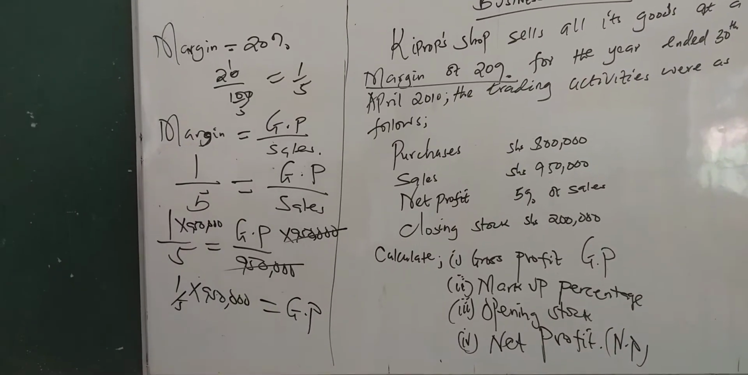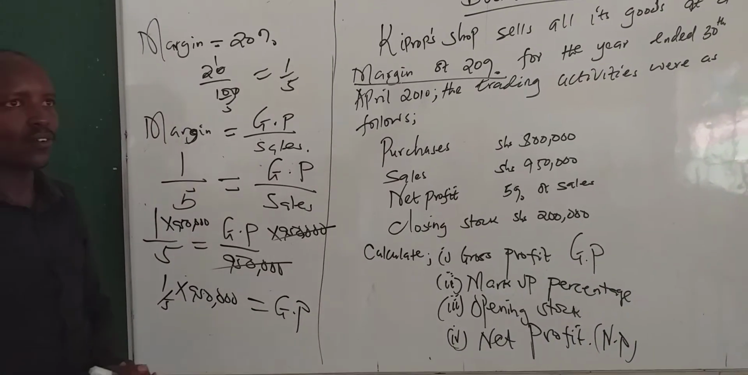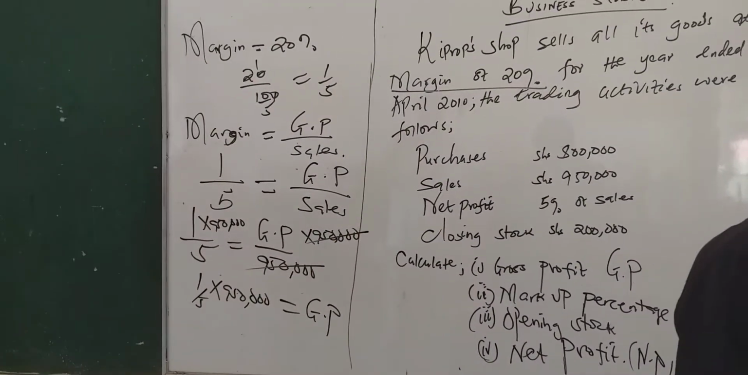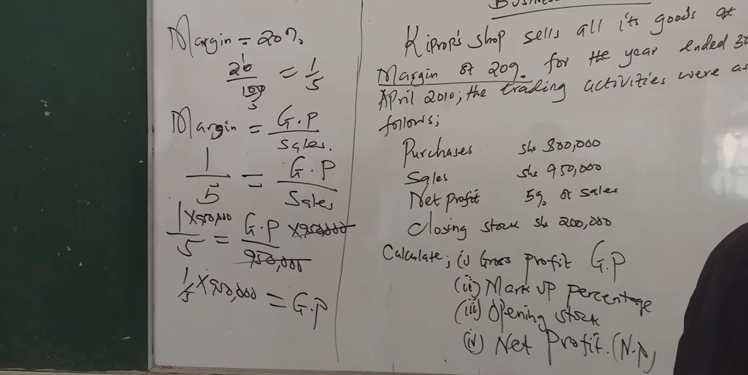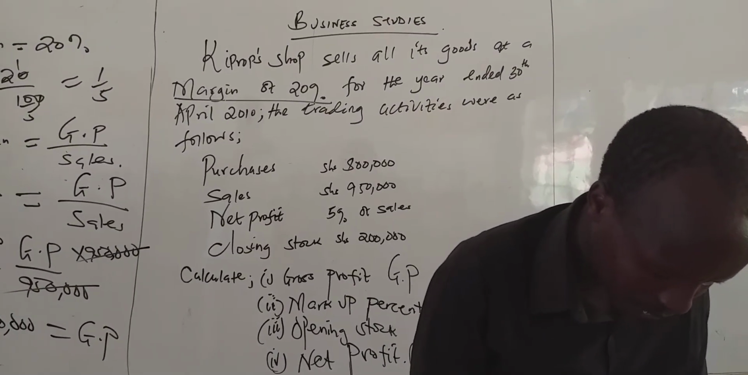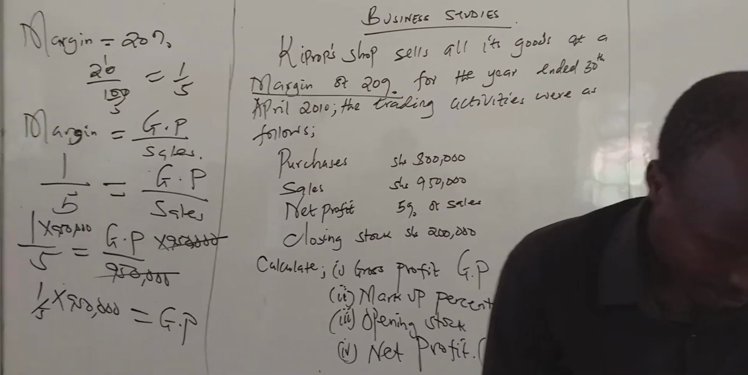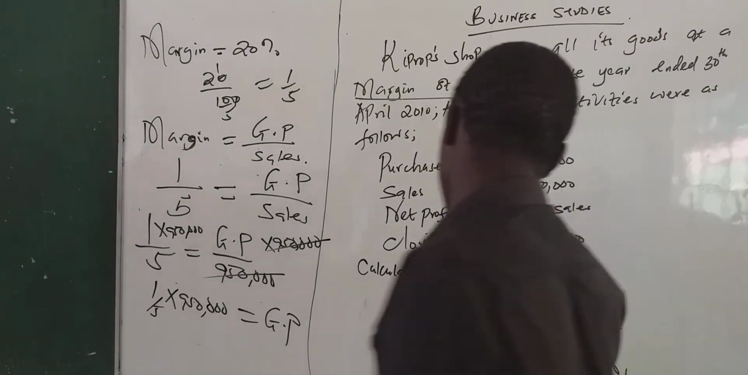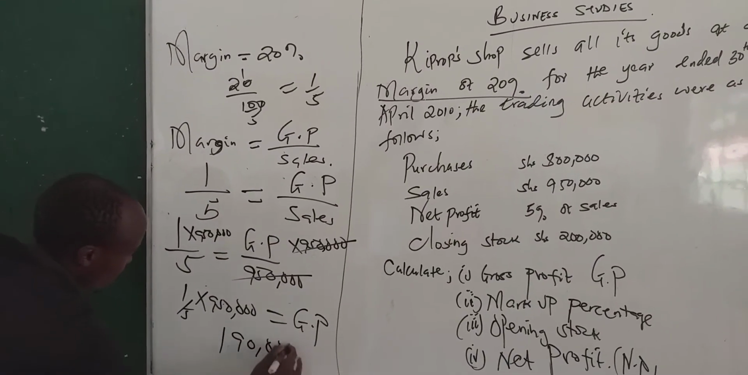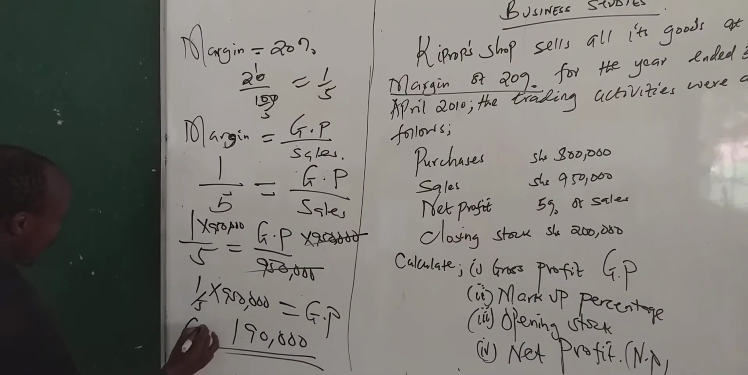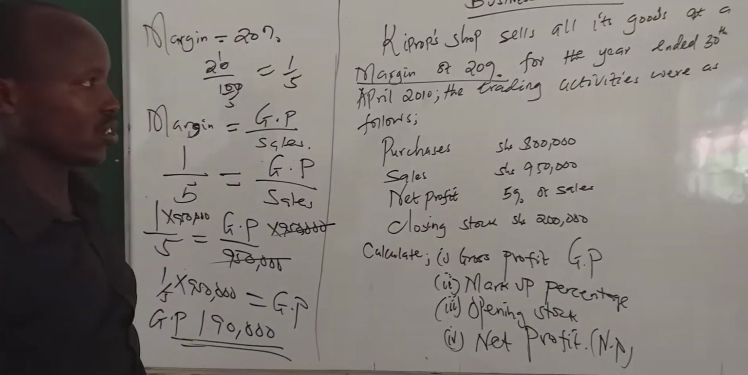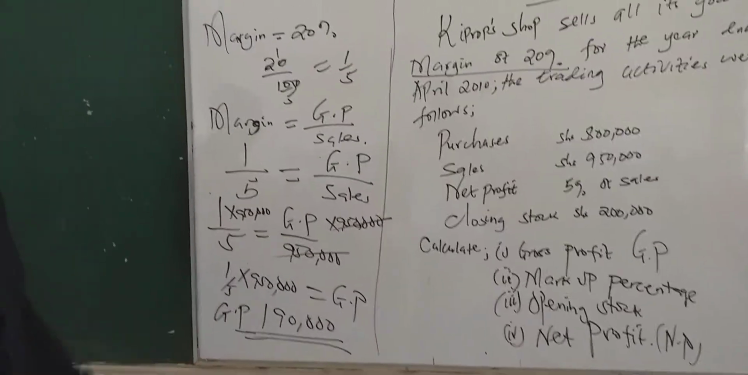What is 1 over 5 multiplied by 950,000? You can press your calculators. I can see 190,000. This now is our gross profit. That one is our gross profit.